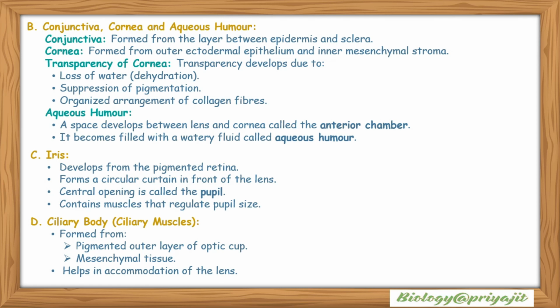Iris: it is developed from the pigmented retina. It forms a circular curtain in front of the lens. The central opening of the iris is called the pupil. It contains muscles that regulate pupil size. Ciliary body or ciliary muscles: it is formed from the pigmented outer layer of the optic cup and mesenchymal tissue, and it helps in accommodation of the lens.